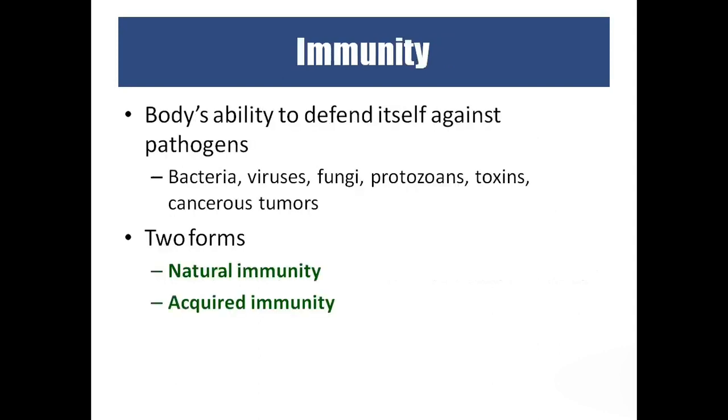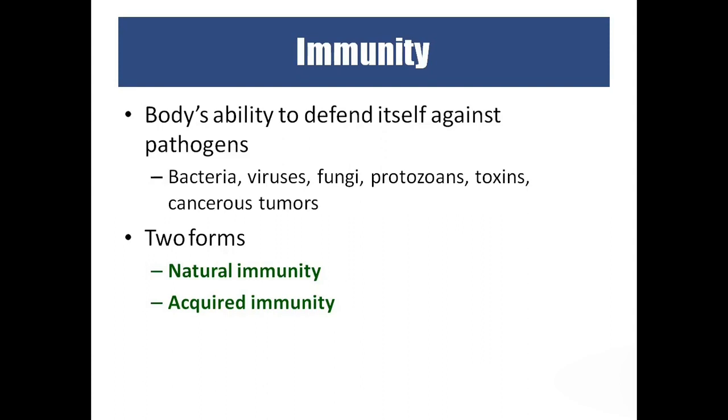And immunity. So what is immunity? Our body's capacity to fight against pathogens, we call it immunity. We also call it the defense mechanism of our body. It can identify and kill bacteria, viruses, fungi, protozoa, the toxins released by all these pathogens, and also cancerous cells. It has a capacity to identify all these things and kill them. The killing process, we call it phagocytosis.